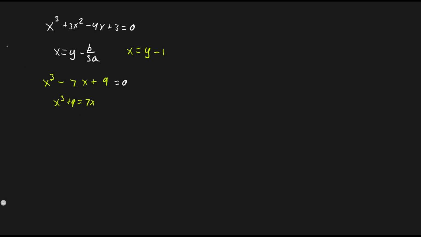And now we can go ahead and solve for u and v, where we have to get -u minus v is equal to 9, and u times v is equal to 7 over 3 cubed, which is just 343 divided by 27.